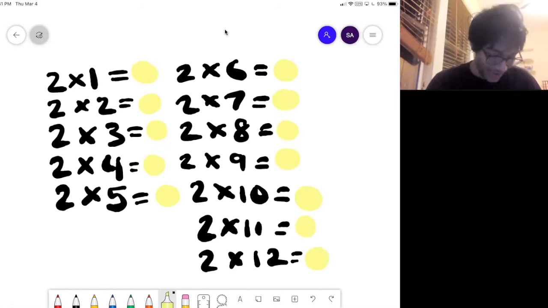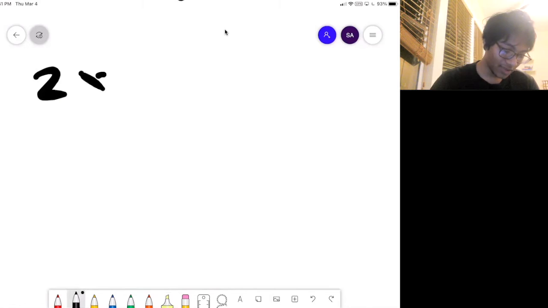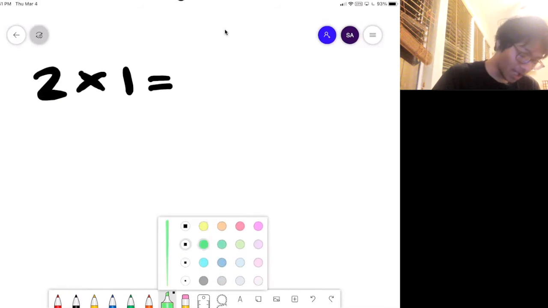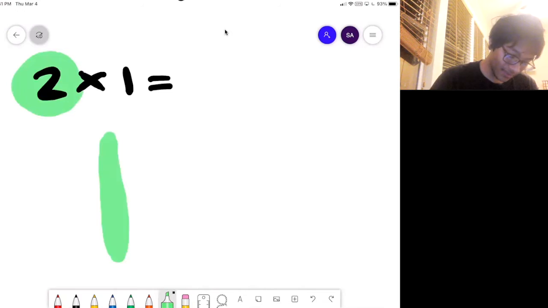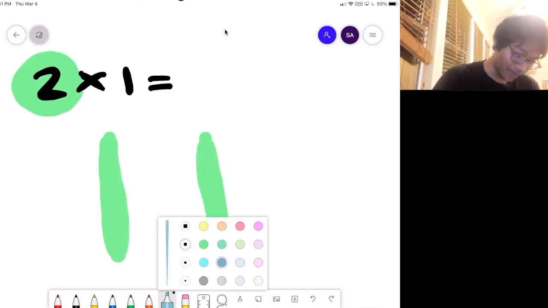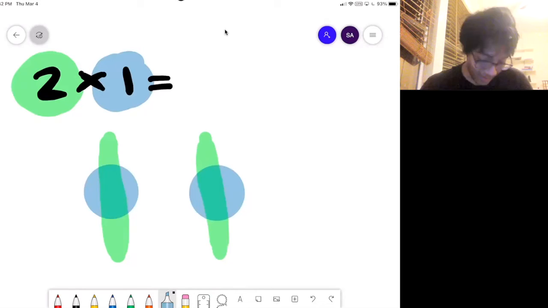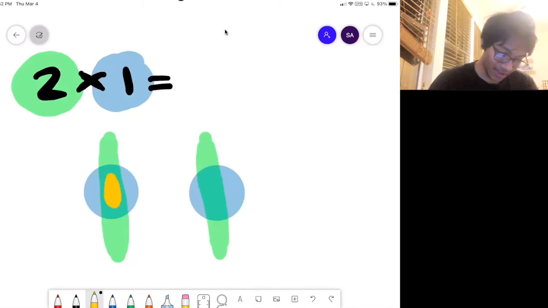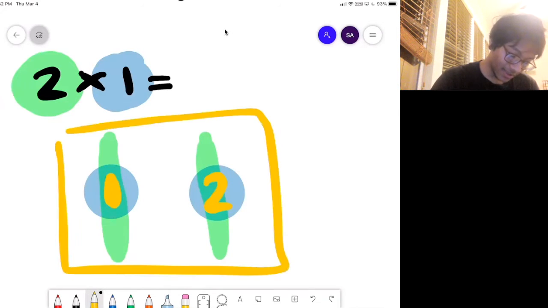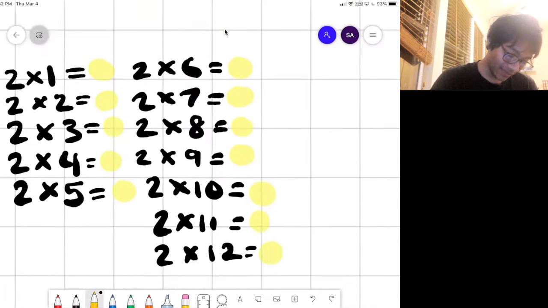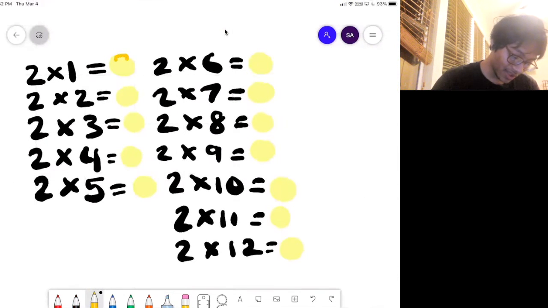Okay, back to what I was saying. So the first one is 2 times 1. What does that mean? That means you've got 2 columns, and in each of the columns you have 1 dot. So 1 dot here, 1 dot here. How many dots in all? We'll count it up. 1 dot, 2 dots. So 2 times 1 is just 2. Let's go back to our table. We can fill it in. So 2 times 1 is 2.